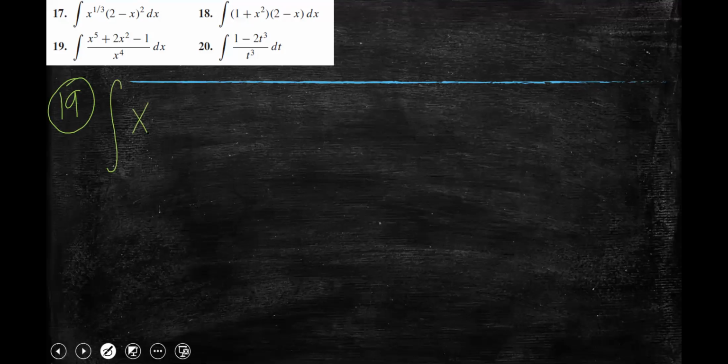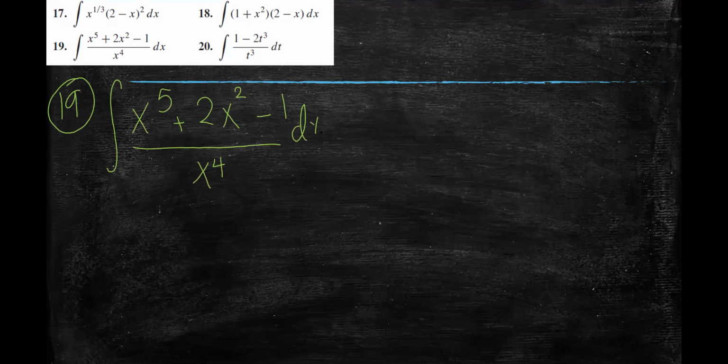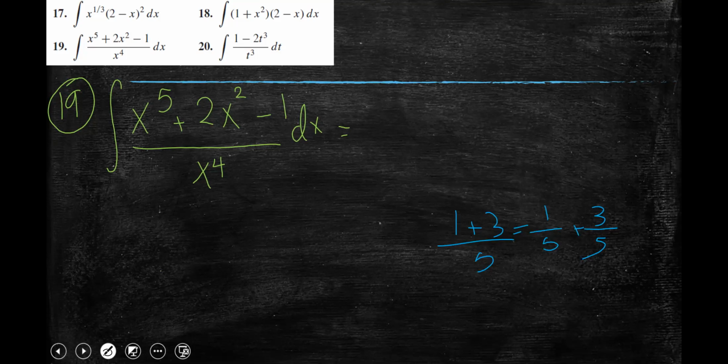19 is the integral of x to the power 5 plus 2x squared minus 1 over x to the power 4 dx. Here, as we did before, we can distribute without taking a common factor. Let's write it as we did before. I told you 1 plus 3 over 5 can be written as 1 over 5 plus 3 over 5. I distribute using the distributive property of division. Here I have to do the sum; I didn't cancel or simplify.